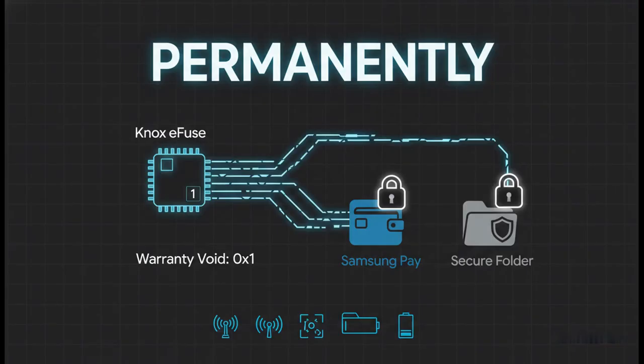And this is the permanent consequence. Once that fuse is blown, the phone knows its security has been compromised. From that moment on, high-security applications that rely on the hardware's integrity, like Samsung Pay or the secure folder, will just refuse to run. And it doesn't matter if you use Odin to flash back to 100% official firmware. The fuse is physically blown, and those features are gone for good.